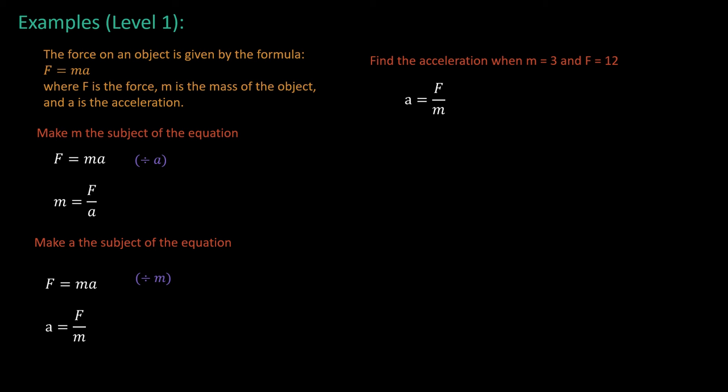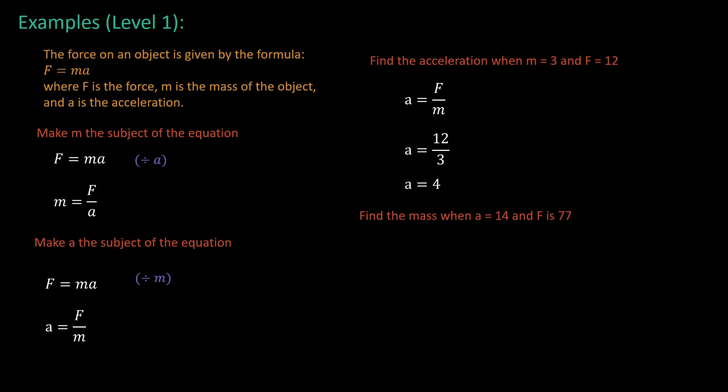Because we know that F is 12 and m is 3, that's a good formula to use because it's F and m and we know what they both are, so it's ready to solve straight away. All we need to do then is substitute. So F is 12 and m is 3, so we put that in their correct spots. And remember, 12 over 3 just means 12 divided by 3, so a is 4.